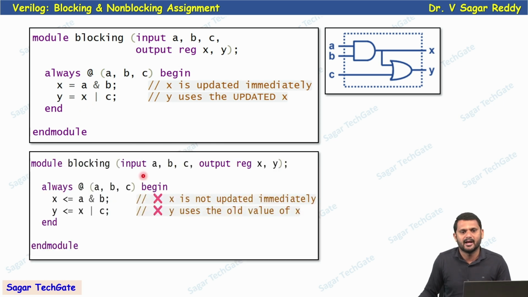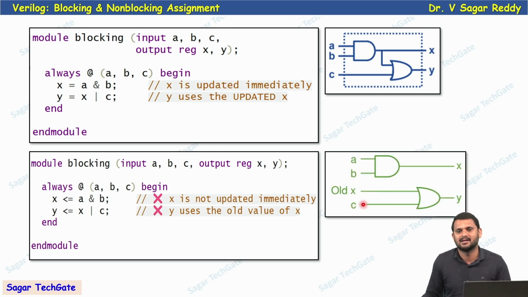For example, if I write the same code like this: module blocking, input a, b, c, output reg x comma y. Always at the rate a, b, c begin. x less than or equal a and b. y less than or equal x or c. x is not updated immediately here. y uses the old value of x. Here in the earlier code we use the updated x value to find y, but here we use the old x value to find this y.